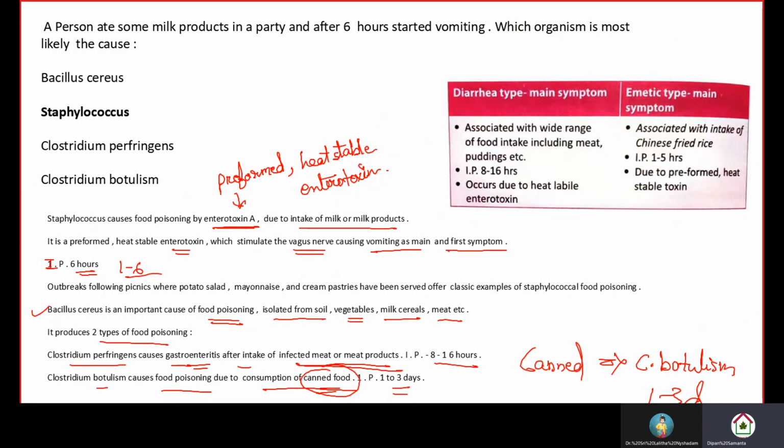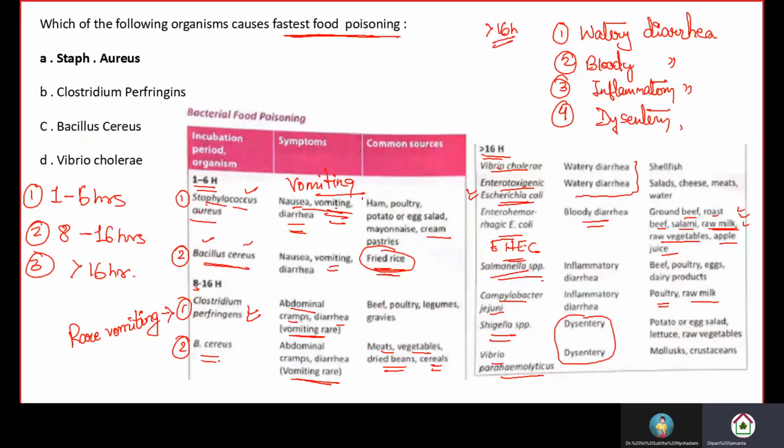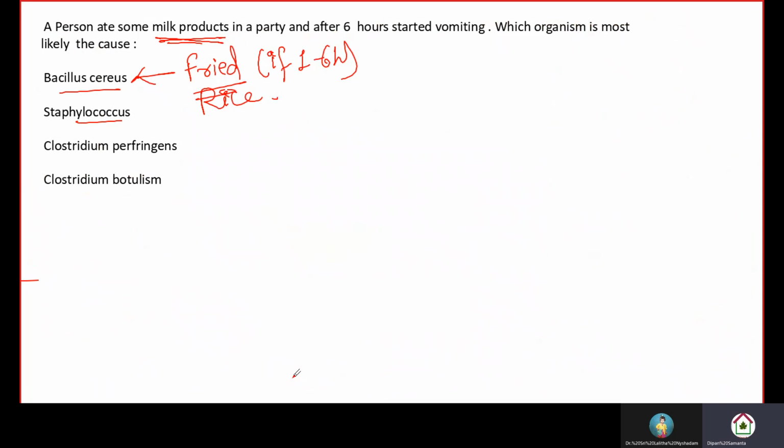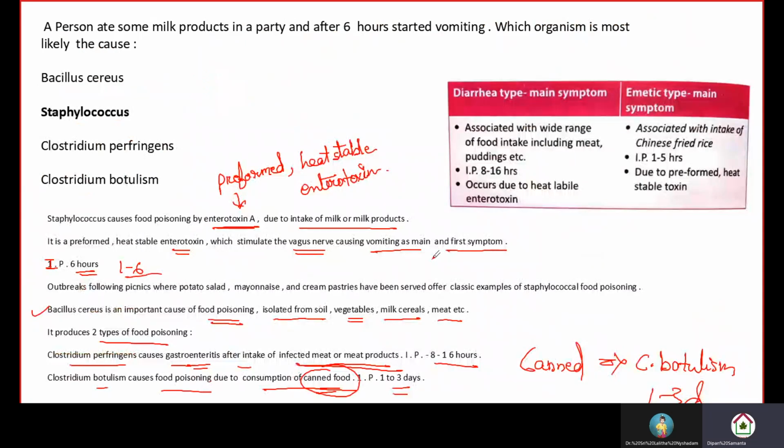So the diarrhea type is associated with a wide range of food intake, including meat, puddings, etc. Diarrhea type IP is 8 to 16 hours, or maybe more than 16 as well. It occurs due to heat labile enterotoxin. As this is microbiology, you need to remember why it occurs.